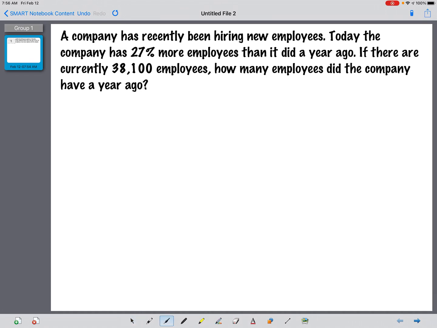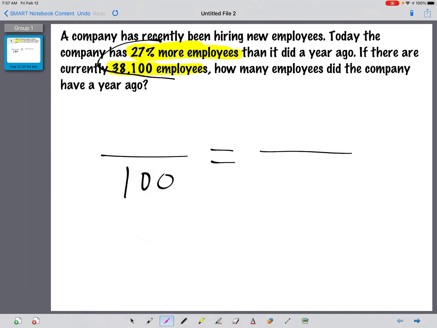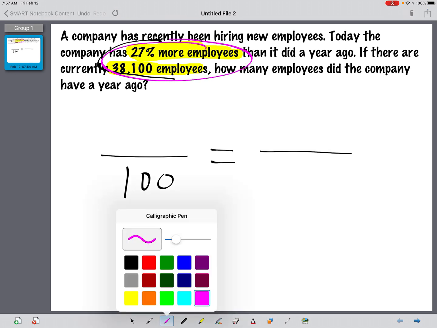And the way, of course, we would set this up is to begin with 100 at the bottom of one of the ratios, considering this is a percent problem. All right, so now what I want you to notice is that if we're talking about 27% more employees today, then we can reflect today's employees. That's 38,100. These are basically talking about the same people, right? The 27% more is reflected in that 38,100.